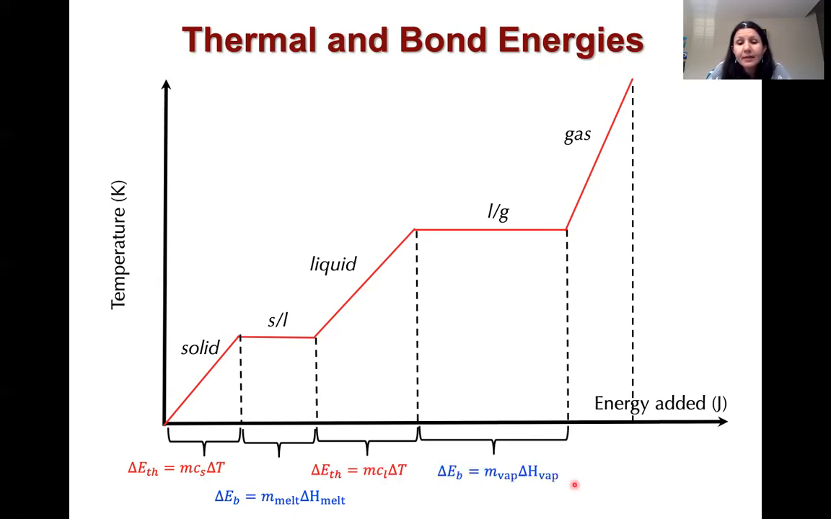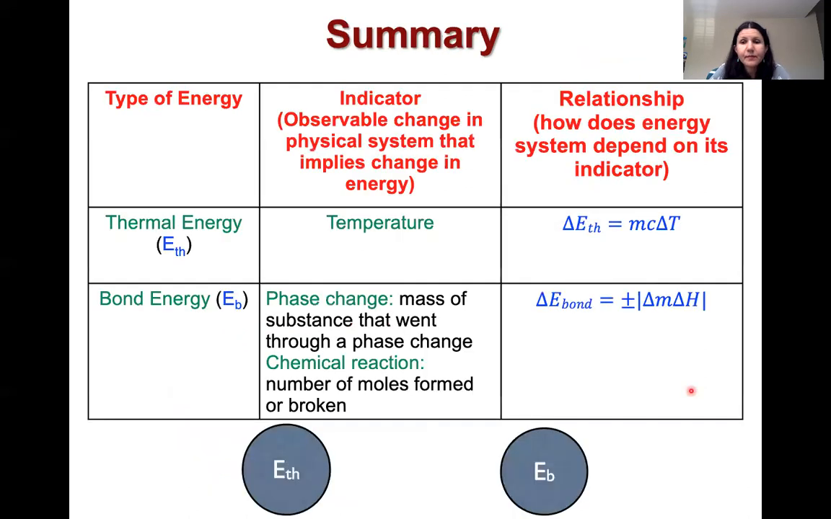Here, again, bond energy, but now we're using heat of vaporization versus heat of melting. And then finally, thermal energy, again, where we're using the specific heat for gas. Okay, so just to go back to that table, to summarize, we've been focusing on thermal energy and bond energy. We know that the indicator of thermal energy is temperature, but now we also know the relationship between the indicator and the actual energy. The same thing with bond energy.